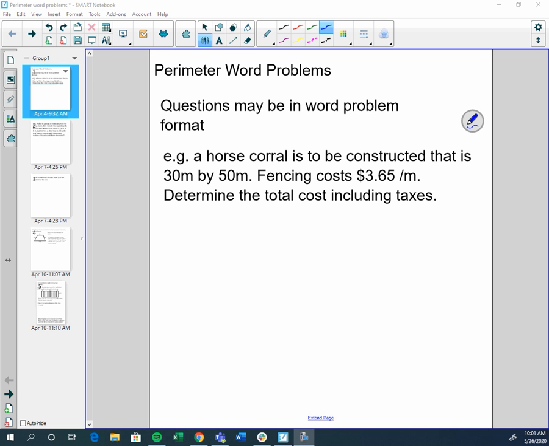A horse corral is to be constructed that is 30 meters by 50 meters. Fencing costs $3.65 per meter. Determine the total cost, including taxes. So probably the best thing to do is to draw a picture.